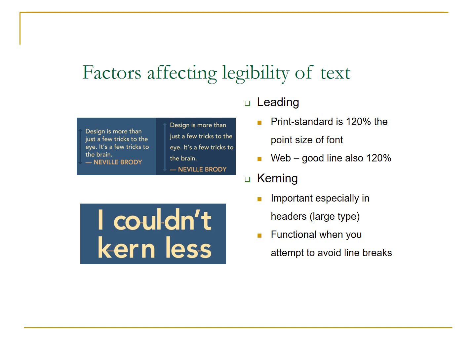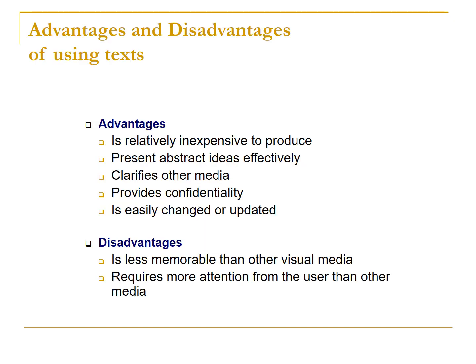Kerning is the process of adjusting the space between individual characters. The goal of kerning is to achieve more balanced type, equalizing the appearance of white space between characters. This is especially important in headers and large type. While not as important in paragraphs of small type, kerning can be quite functional when you're attempting to avoid line breaks in your design. As a conclusion, text elements in multimedia have their pros and cons.